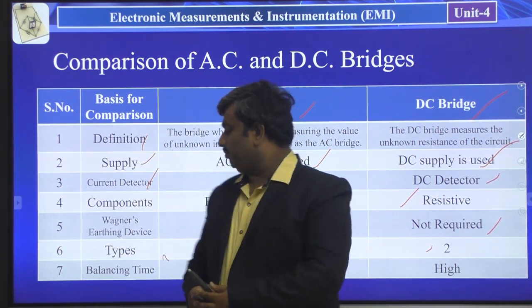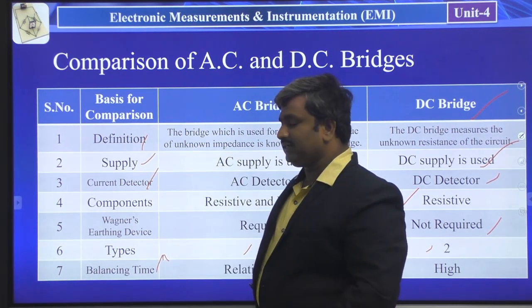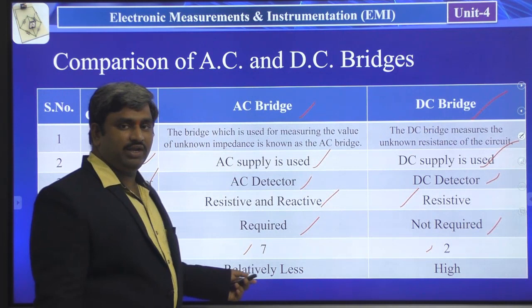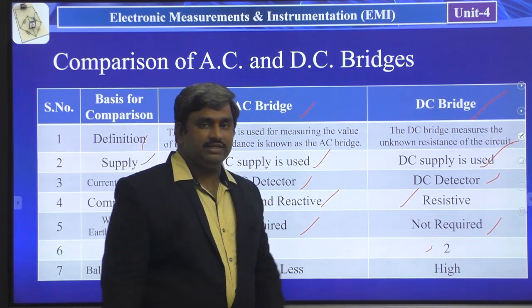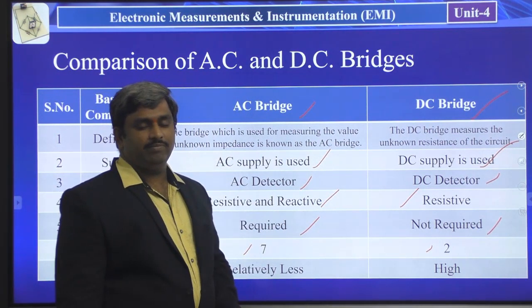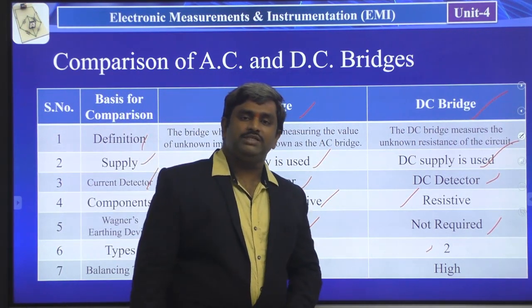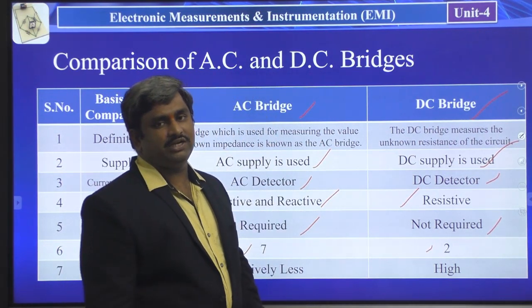Next, coming to the most important parameter, balancing time. The balancing time in the AC bridges is relatively less. In the DC bridge it is very high. That means we can balance perfectly, but the time is not available. And coming to the last one, examples of AC bridges and DC bridges.